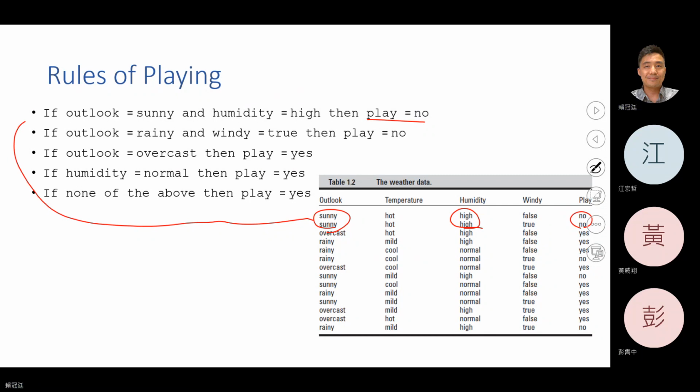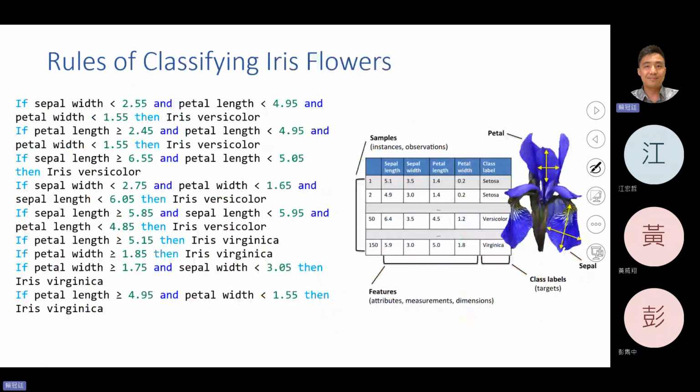Can we find other rules? Oh yeah, there are other rules. Many instances satisfy this rule: sunny, high, no. And the second rule is that the outlook is rainy and windy is true, so play is no. So you can learn many rules from this data set. It's rule-based learning. It's not necessarily a tree structure. So we can learn a lot of rules.